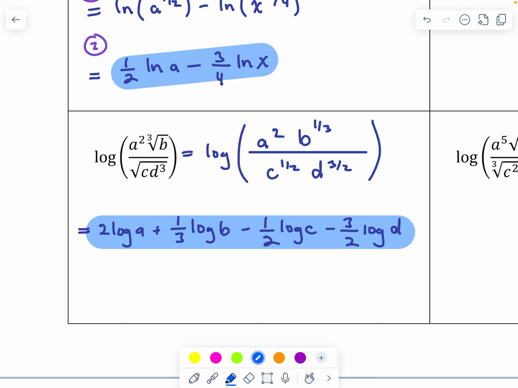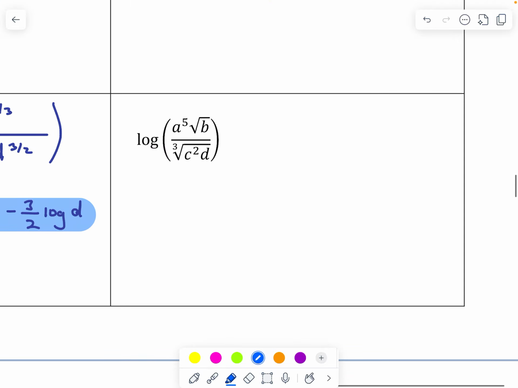If I lost you there, look at the solutions. I show every single step. Try this one.